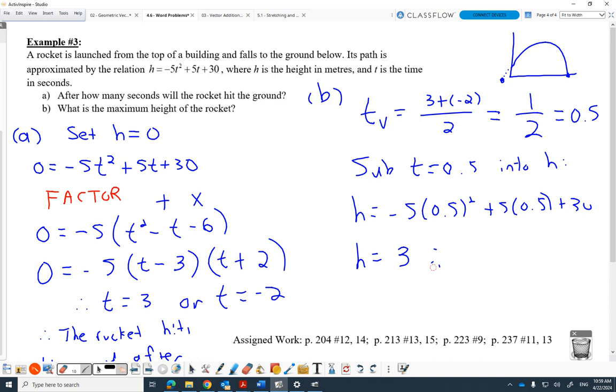I'll check with someone in a second. I'm just playing around up here on the last example. Did anyone type it in? What'd you get? Am I totally wrong? I was right the first time. 31.25. Shouldn't have doubted myself. Therefore, the max height is 31.25 meters.